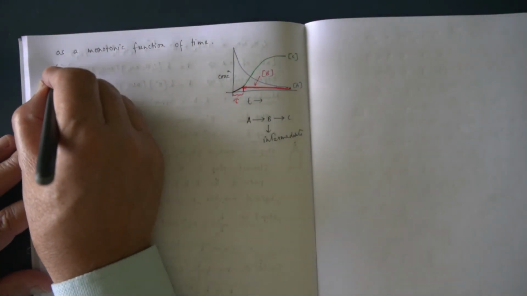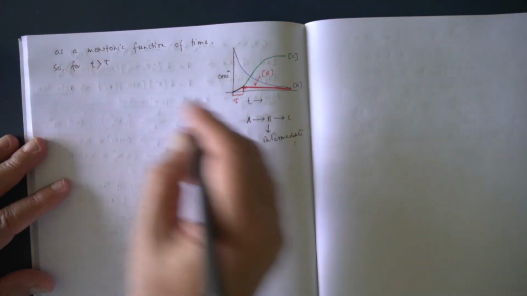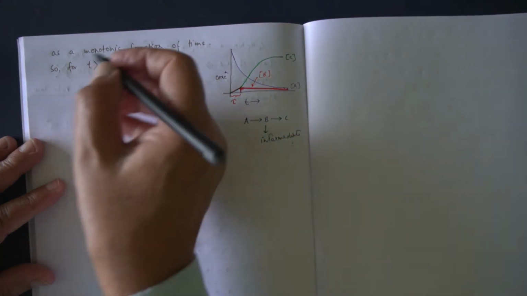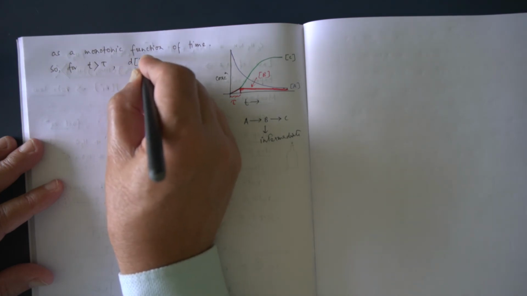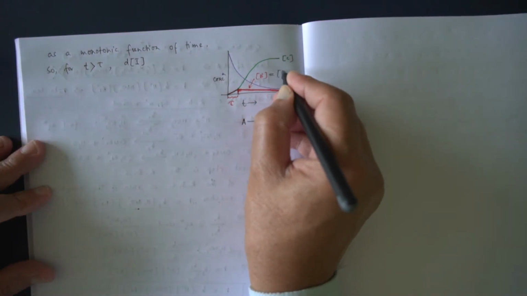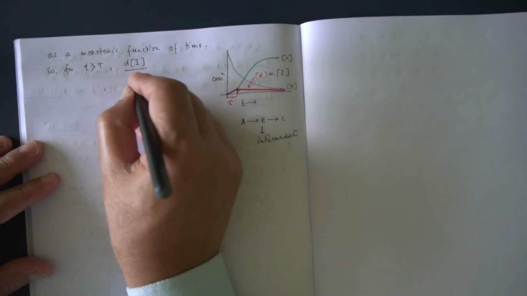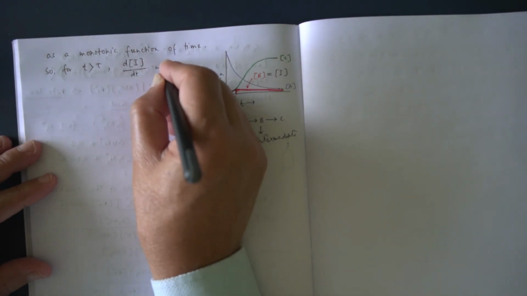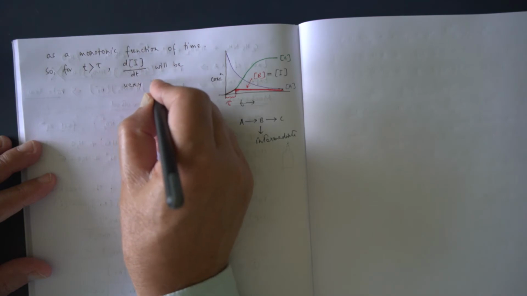So for t greater than tau, where I means intermediate, dI/dt will be very small.